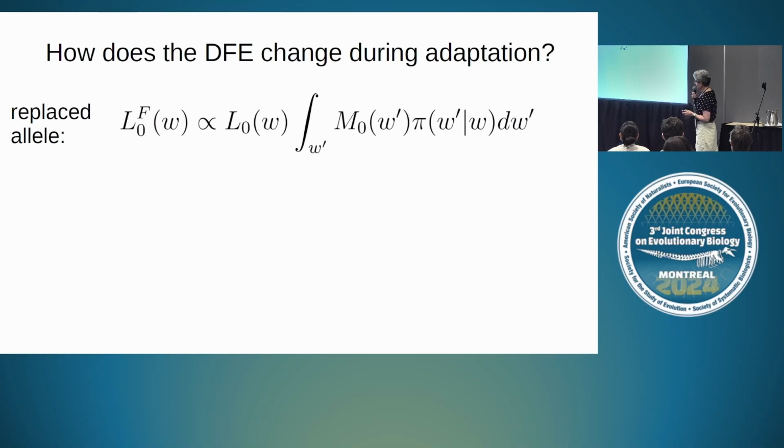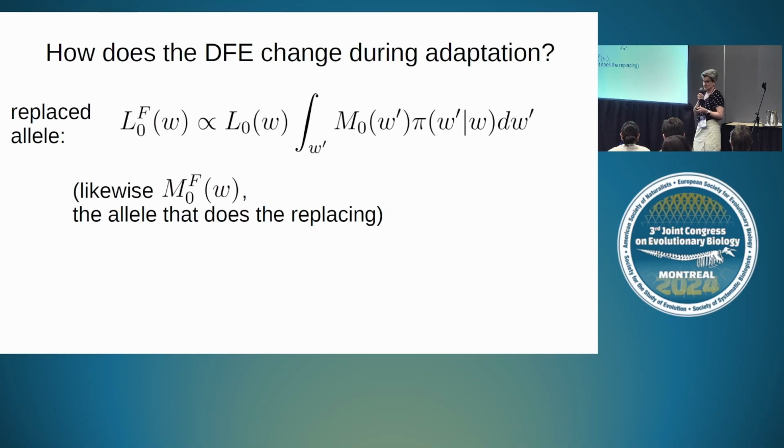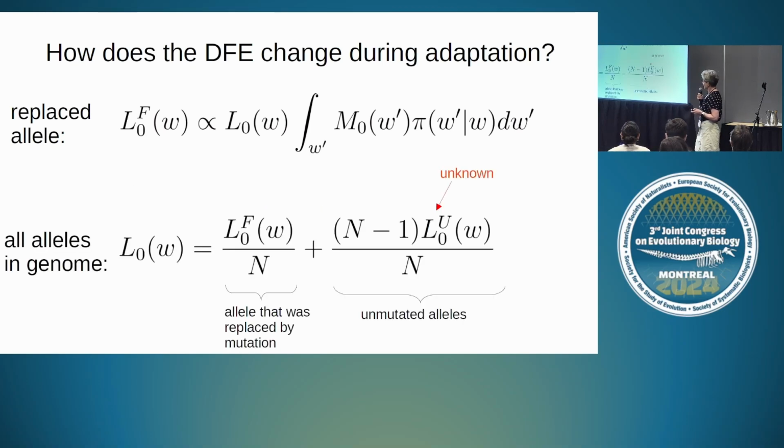So it's actually pretty easy to figure out the probability distribution for the replaced allele, the one that gets replaced. It would start with what's the probability that it had size W, what's the probability that the mutation has size W prime, and here's that fixation probability, W prime given W. And likewise, we can do the M, the allele that did the replacing. I won't show you that.